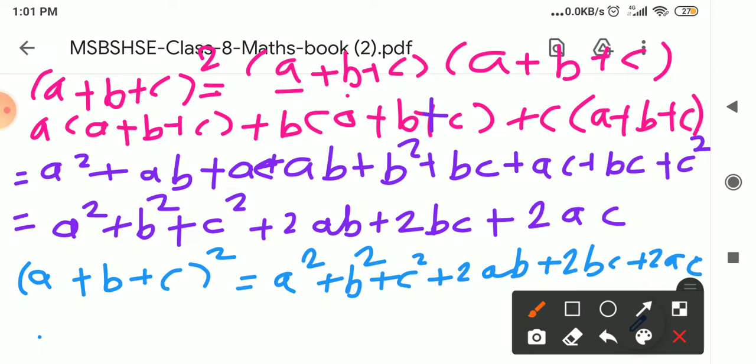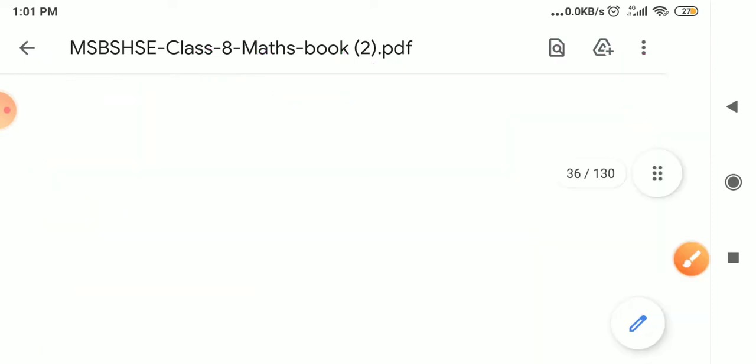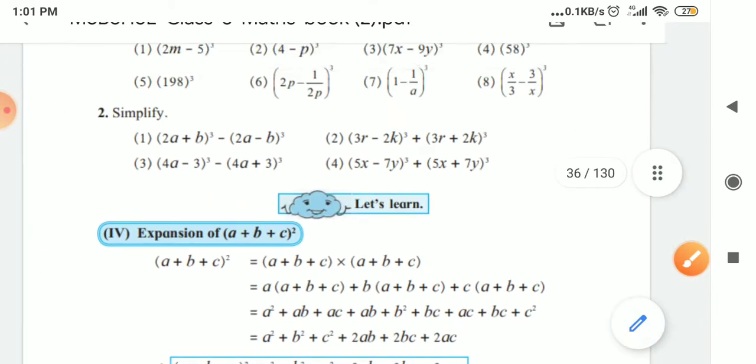All of you understood this? If you didn't understand, revise it again. Do the multiplication. If you don't understand, do it yourself. Try it and then find its factorization. After getting the factorization, let us move towards how to find out the expansion.